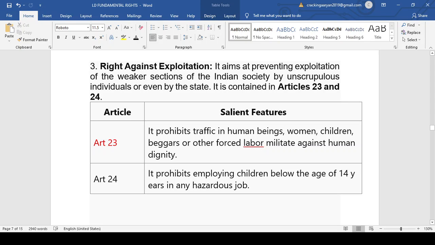Okay, so in the last class we discussed the fundamental rights. We talked about Article 23, which prohibits traffic in human beings. We talked about begar, what is forced labor. Then we discussed Article 24, that is employment of children below the age of 14 years.